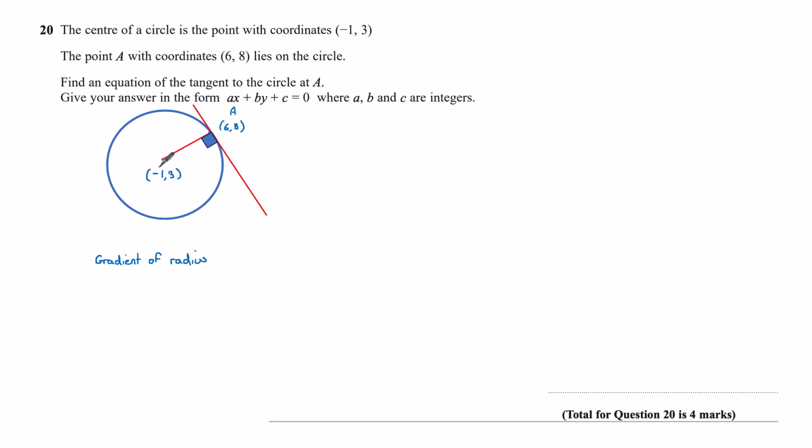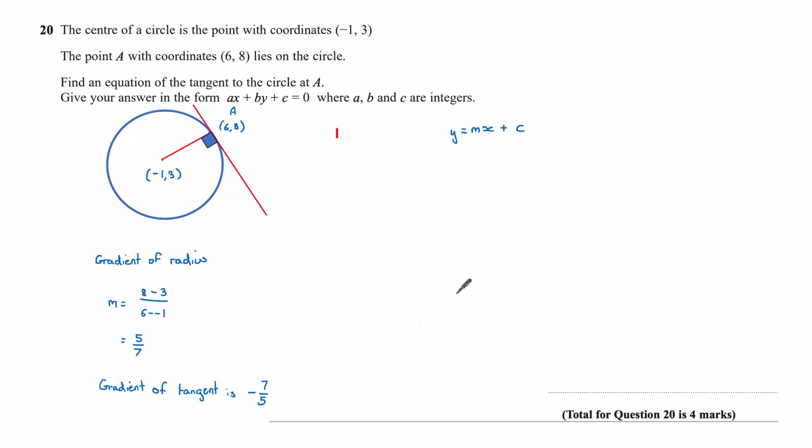And so the gradient of my radius is the change in y divided by change in x between these two coordinates. So that gradient would be 8 take away 3 divided by 6 minus -1. That gives me the gradient of my radius here to be 5/7. And so given that this gradient is 5/7, the gradient of this line is the negative reciprocal. And so the gradient of my tangent is -7/5.